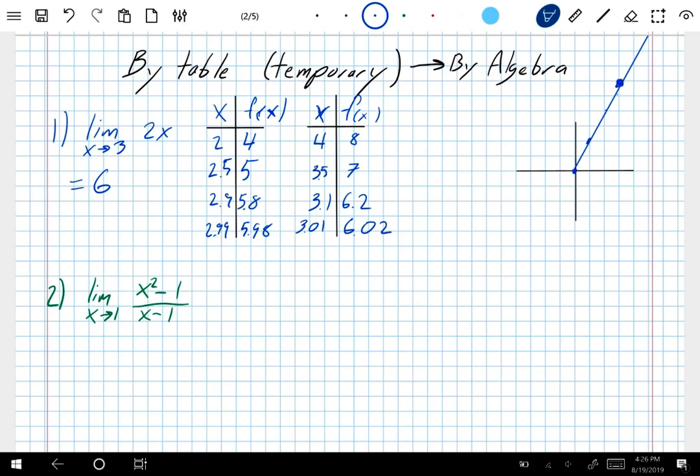Okay. So because there's no holes or breaks or jumps, we're just going to take the value of the function at 3, which is 6. And again, this will be called continuous in a little bit.